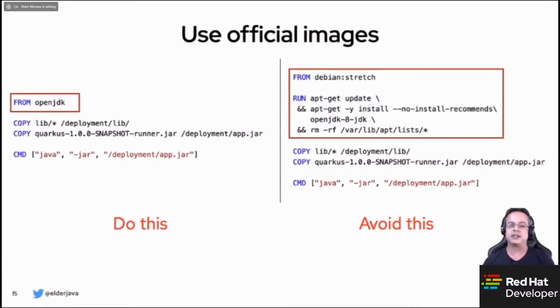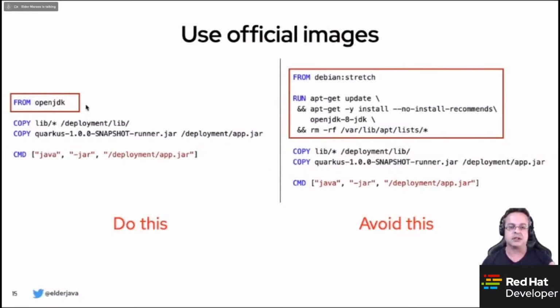And the first step that you should follow is to use official images. So far we've been using here from Debian and running the update and installing OpenJDK and so on. But guess what? We have an official image, OpenJDK. And why is it important to use official images? I can talk about Java, okay?